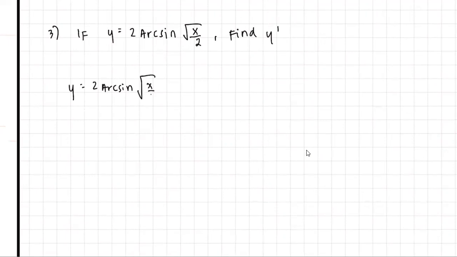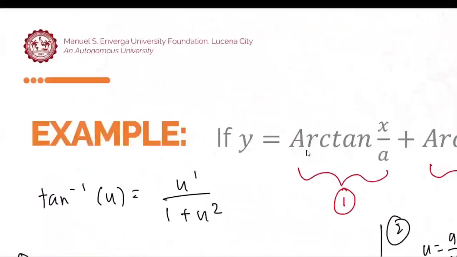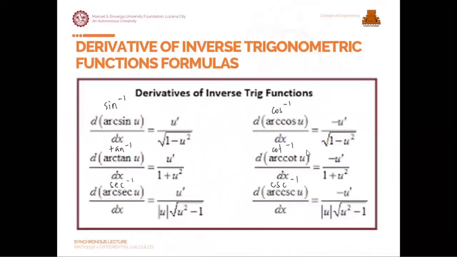If y is equals to 2 arc sine square root of x over 2, okay, find y prime. Okay. So, yung given natin is y is equals to 2 arc sine square root of x over 2. Okay. So, pag-check natin, ano bang formula lang sa arc sine? Arc sine natin, ang formula is ito. So, u prime over square root of 1 minus u squared. Okay.